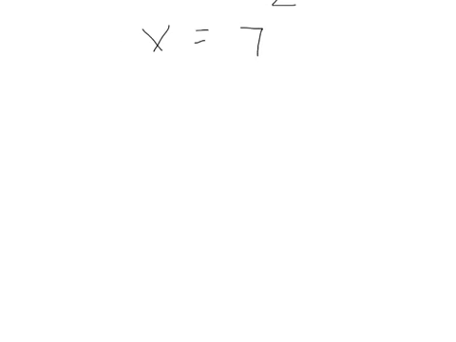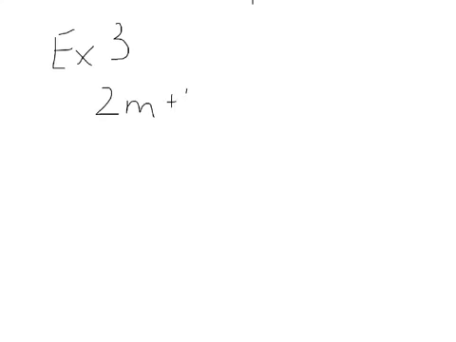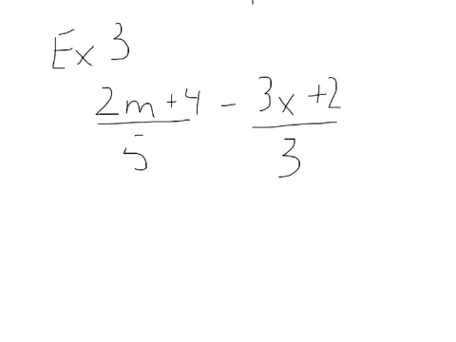I'm going to do one more example for you that has fractions, and then I'm going to leave you with one to try on your own. So our last example here is example number 3, and we have 2m plus 4 divided by 5, subtract 3m plus 2 divided by 3, all is going to equal 4 when done correctly.